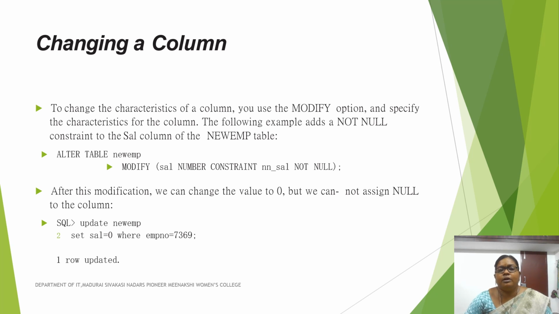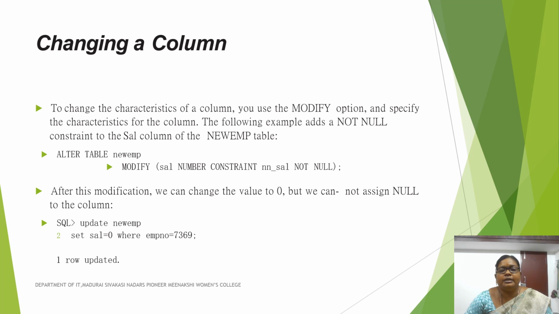Changing a column. So how are we going to change the column? We can change the characteristics of the column using the modify option and specify the characteristics of the column. The following example adds a not null constraint to the salary column in the new EMP table. Just follow the implementation. Alter table, table name is new EMP, modify salary, within the bracket salary number constraint not null, underscore salary. So this is the name of the constraint, underscore salary, and not null is the actual constraint we are going to apply.